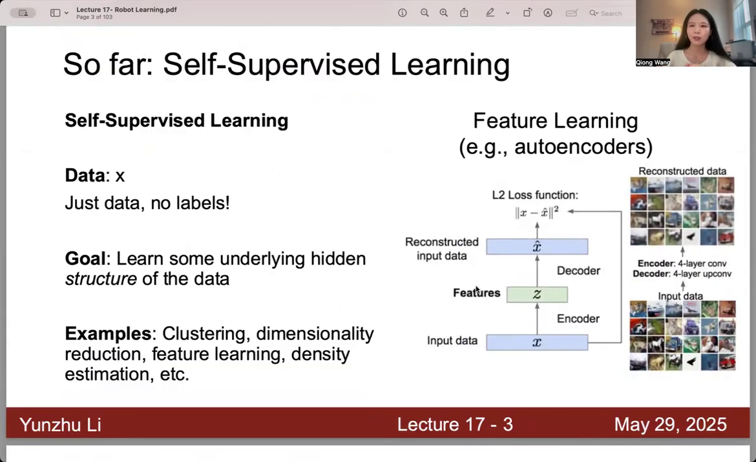We can use autoencoders to reproduce the input data: through the encoder we get the features Z, and through the decoder layer we then reconstruct the input data. And we use the L2 loss function to compare the final results.